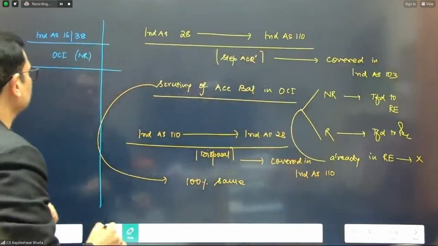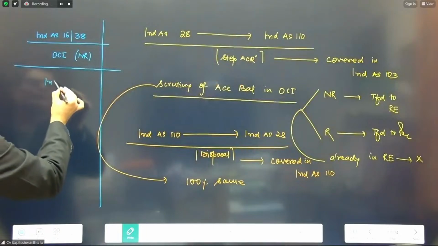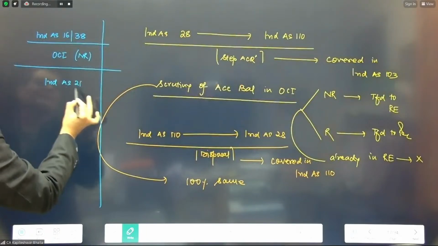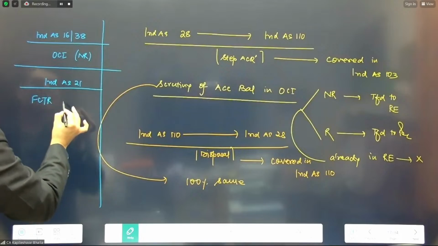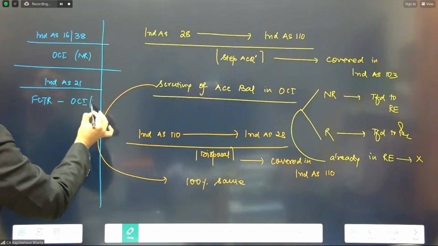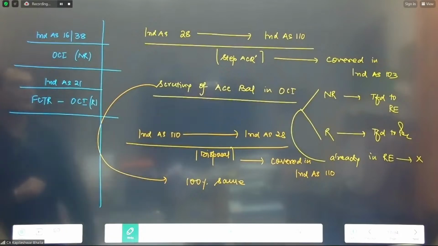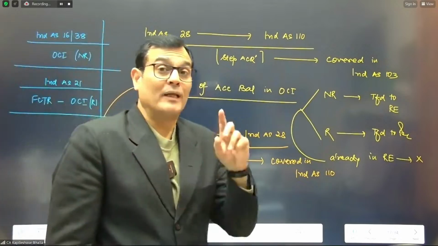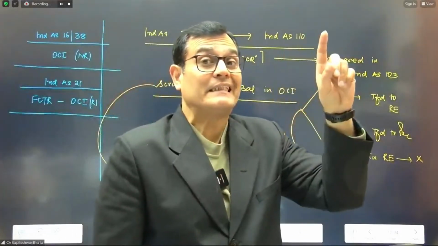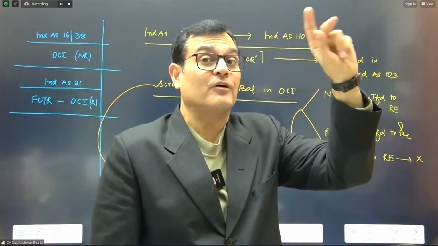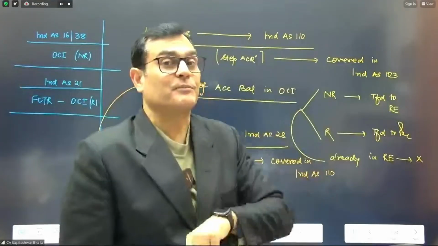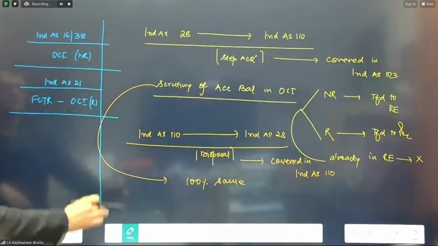Then there is a concept in terms of Ind AS 21, where you create an FCTR, foreign currency translation reserve, which is OCI R. So this is also done. So one OCI concept you covered in 16 and 38, that is NR. One you covered in terms of Ind AS 21, that is supposed to be R.